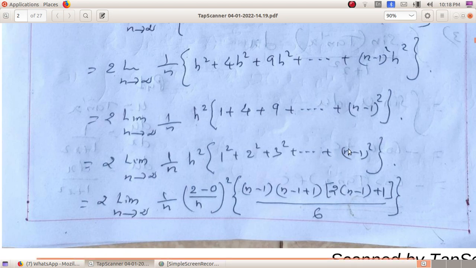So if there is n minus 1, then n minus 1 into n minus 1 plus 1 into 2 into n minus 1 plus 1. If there is n, what is the formula? N into n plus 1 into 2n plus 1 divided by 6. So this formula is applied: n minus 1 into n minus 1 plus 1 into 2n minus 1 plus 1 divided by 6. What is h? H means b minus a by n. So h square is b minus a by n whole square.